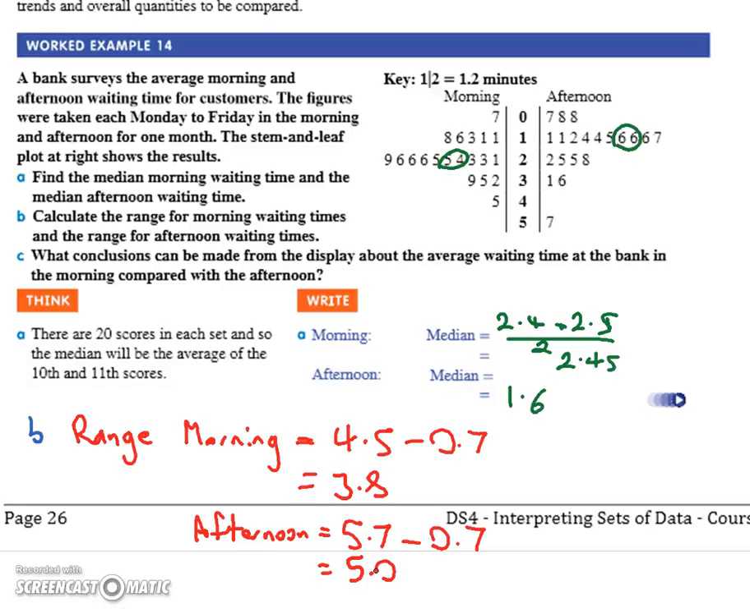So now we're up to C. What conclusions can be made from the display about the average waiting time in the bank in the morning compared to the afternoon? Basically, which one would you prefer to go? Would you prefer to go in the morning or the afternoon? Why? Why is it quicker? No, I don't mean why physically is it quicker, but why, through the data, are you saying that's quicker?